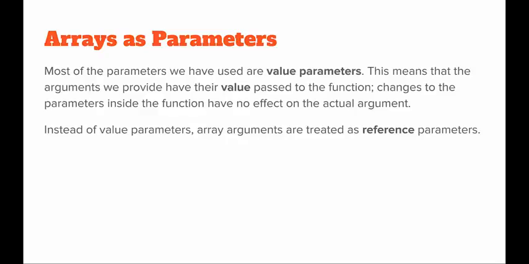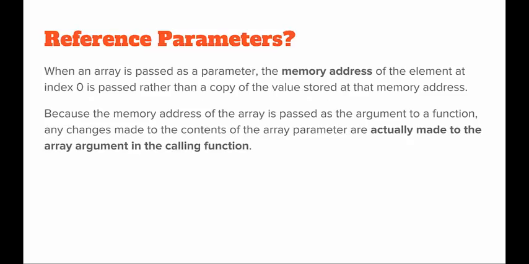Instead of value parameters, however, array arguments are treated as what we call reference parameters. So what are reference parameters? Well, when an array is passed as a parameter, the memory address of the element at index 0 is passed rather than a copy of the value stored at that memory address. Because the memory address of the array is passed as the argument to a function, any changes made to the contents of the array parameter are actually made to the array argument in the calling function.